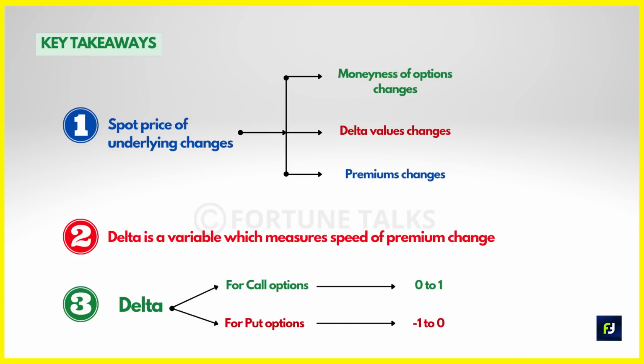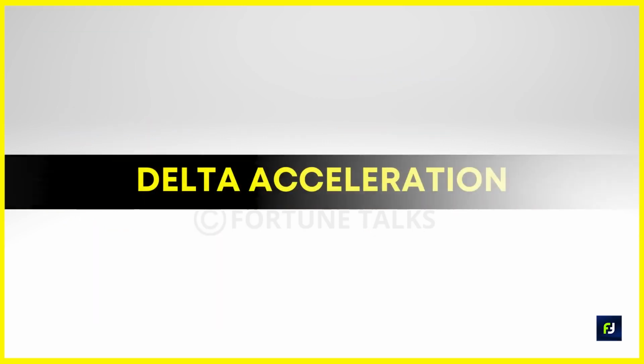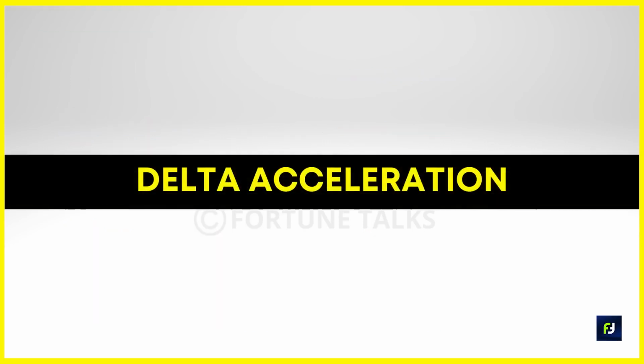And third point, the call options delta varies from 0 to 1, while put options delta varies from minus 1 to 0. I'm hoping that you now have a fair understanding of what delta is and how it changes for different strikes based on the type of option contract that we are looking at. So we are now ready to understand the concept of strike selection for buyers of options. This is the concept of delta acceleration.